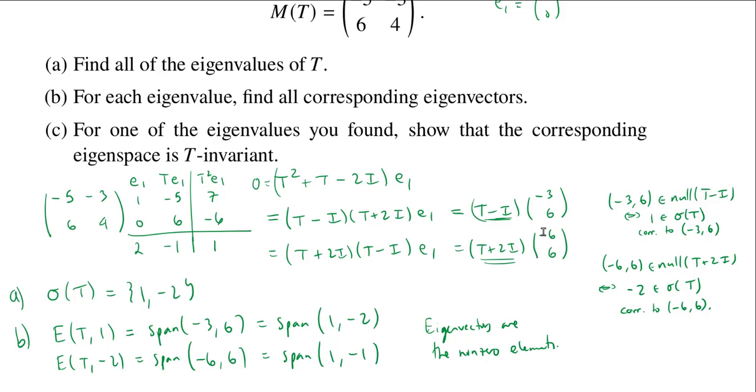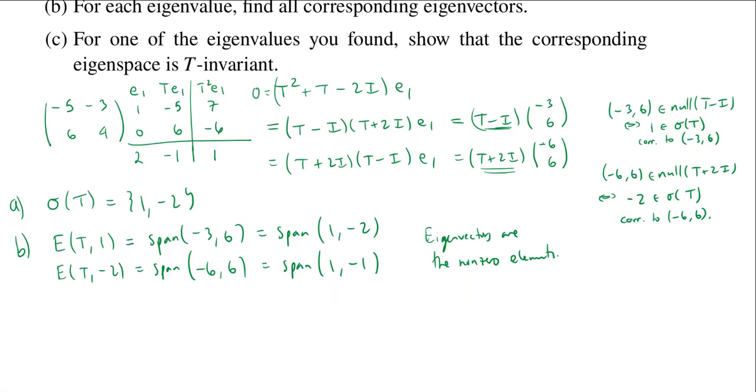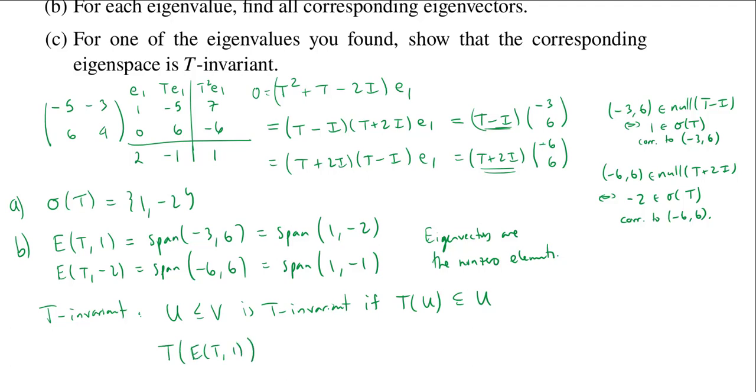Okay, so finally, we're asked to show for one of the eigenvalues, how about 1, that the corresponding eigenspace, there it is, E of T 1, is T invariant. All right, well, T invariant, what did that mean? So U, a subspace of V, is T invariant if the image of U is contained in U. All right, easy enough.